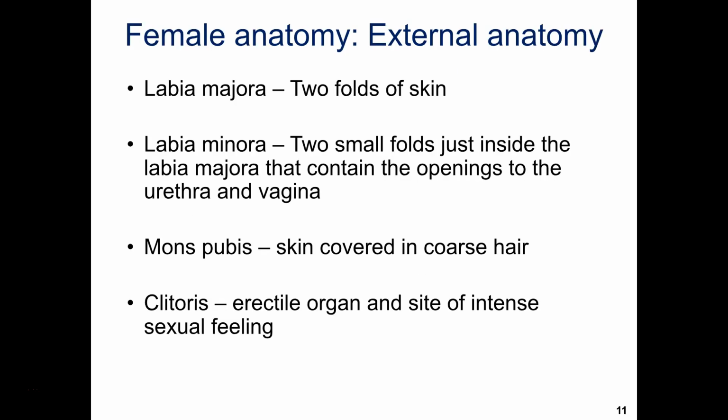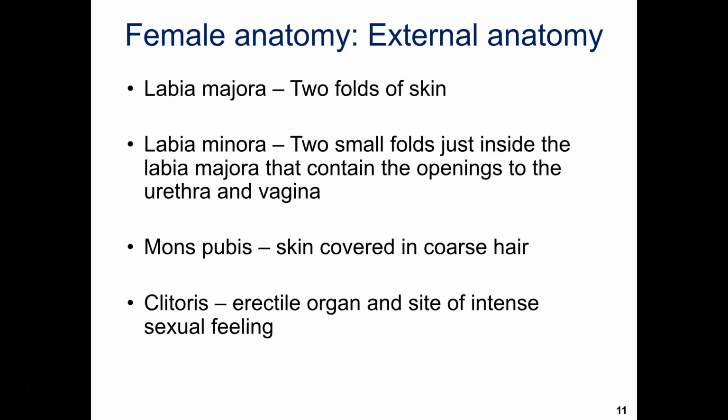So just a little bit more detail, labia majora are these two folds of external skin on the outermost part of the vulva. You also have the labia minora, which are internal to that, and they contain the openings to the urethra and to the vagina itself. You also, superior to that, or anterior, I guess you could also say, you have the mons pubis, which is the skin covered in coarse hair. You could think of that as just being above the vulva.